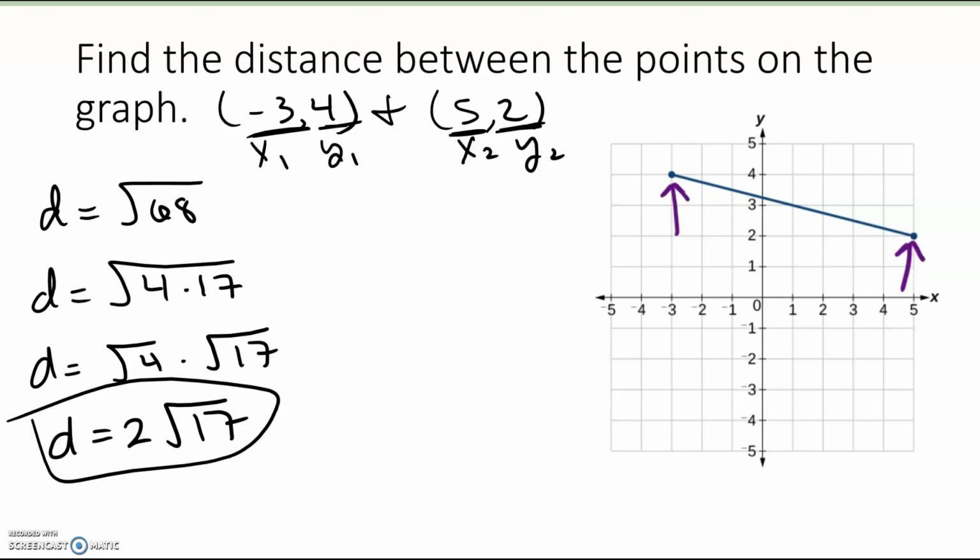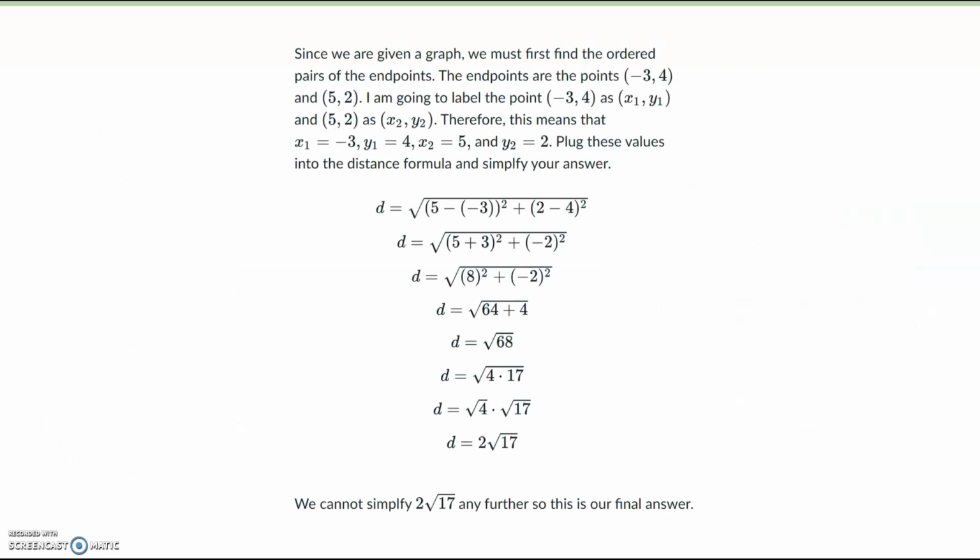So the distance from this point all the way to this point is the same thing as 2 times the square root of 17. And here is a nice pretty version of the work right there. And there is your final answer, 2 square root of 17.